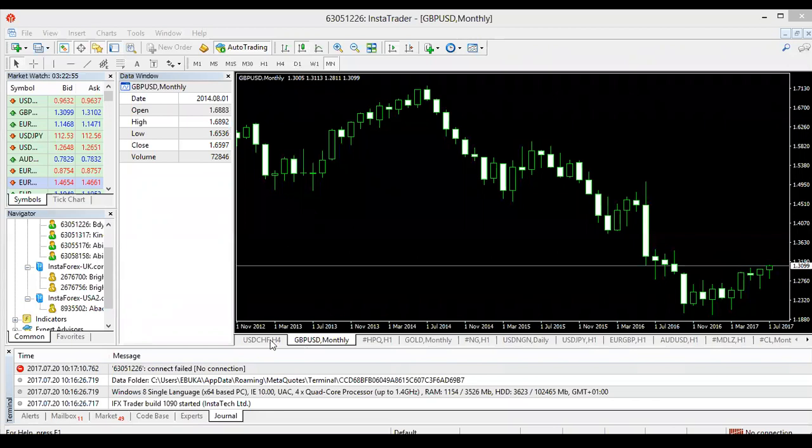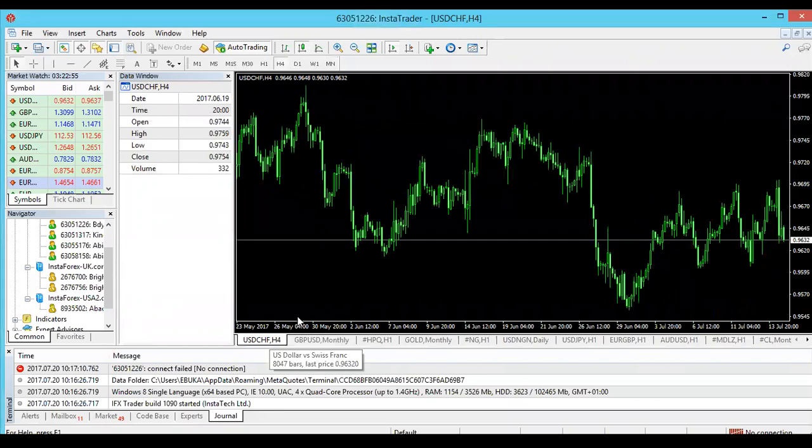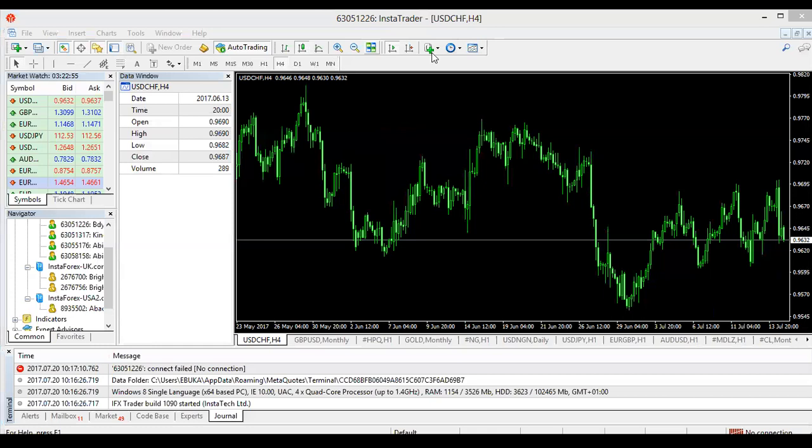Unlike this one now, this is USD Swiss franc. If the USD CHF is moving down, then it means that CHF is gaining strength against the US dollar. Then if the market is actually going up, I mean the price is going up, it means that the USD is gaining strength against the Swiss franc.